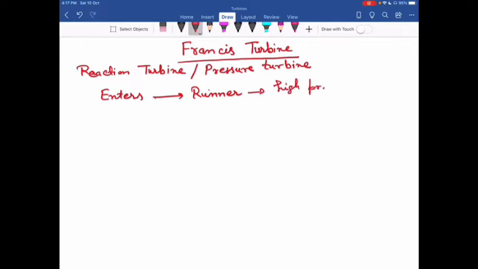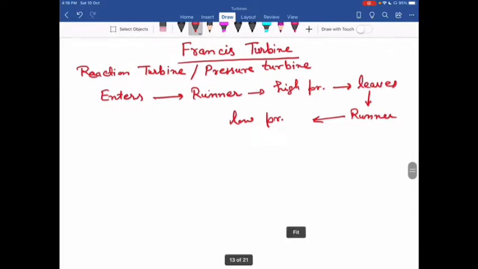Okay, and leaves the runner at low pressure. So in the runner, there is a continuous decrease in the pressure from the high side to the lower side. Now at the outlet of the runner, the pressure is atmospheric. So this pressure is atmospheric.